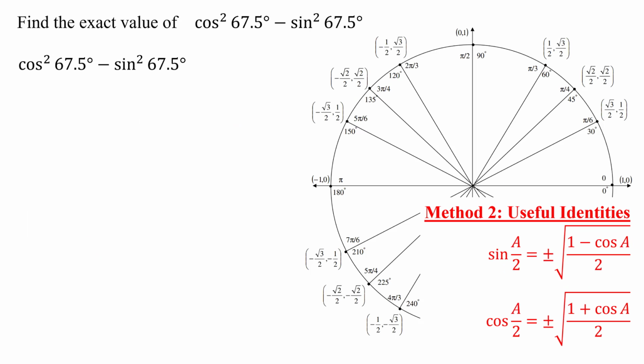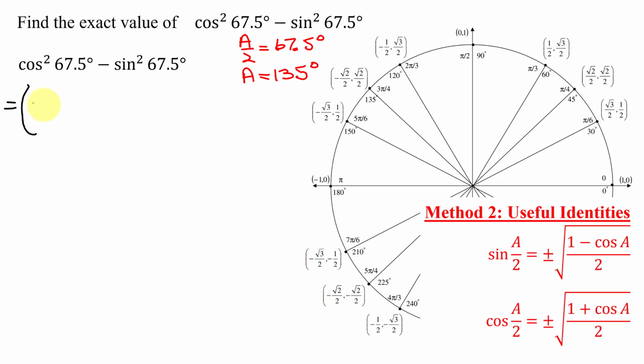Now in the second method, I'm going to use the half angle formulas for the sine and the cosine function. And in this case, my A over 2 is going to equal my 67.5 degrees. And so multiplying both sides by 2, I get A equals 135 degrees. So now all I have to do is substitute this for the cosine of 67.5 degrees. Remember, I'm going to have to square it, so put parentheses.